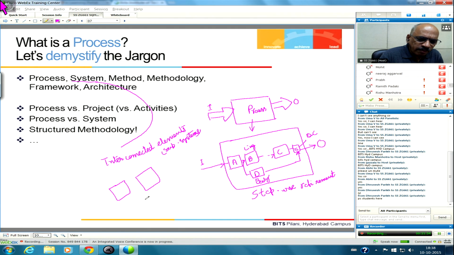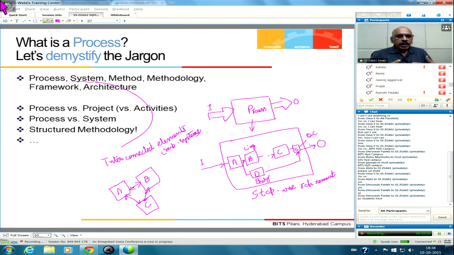For example, if I take a simplified diagram of A, B, C, A is connected to B, A is connected to C, and C is connected to B, as simple as that. Engineers often call this a networked system. Similarly, a railway network, a road transportation network.